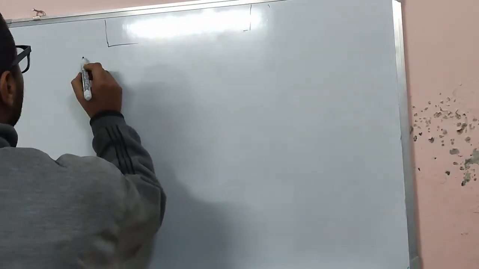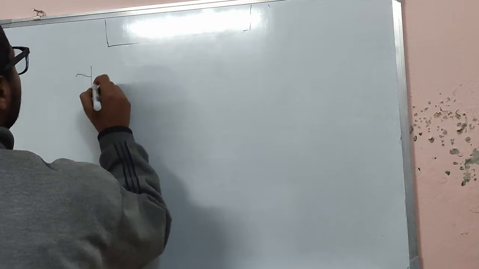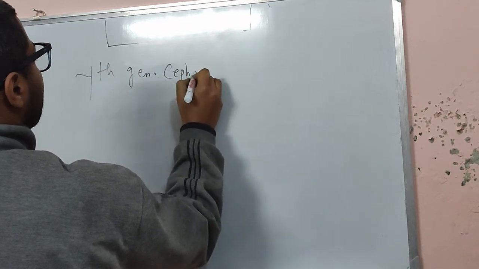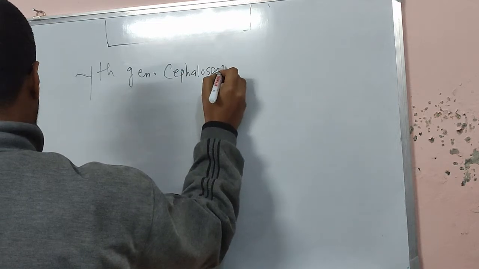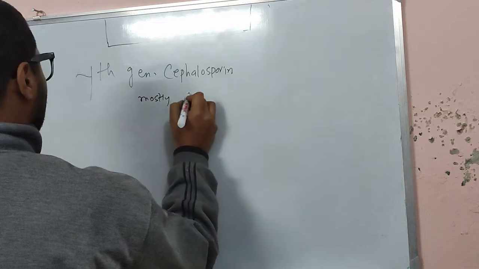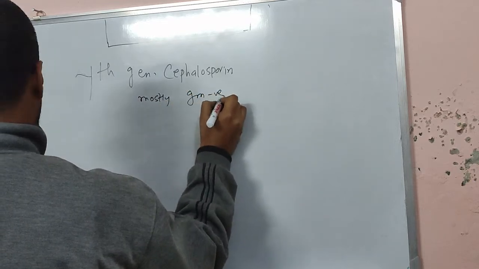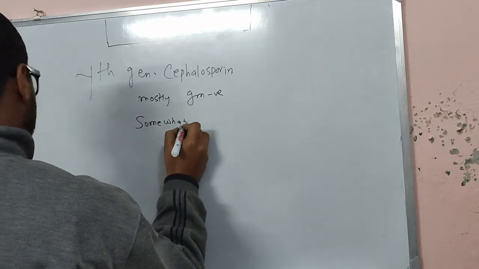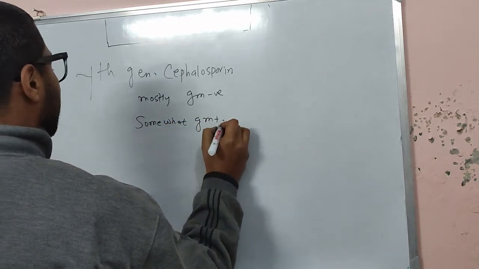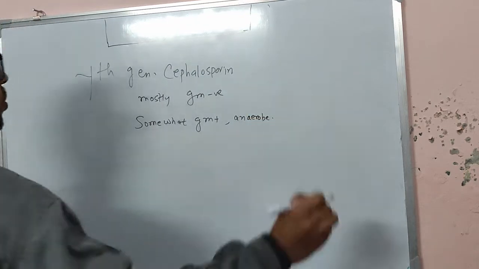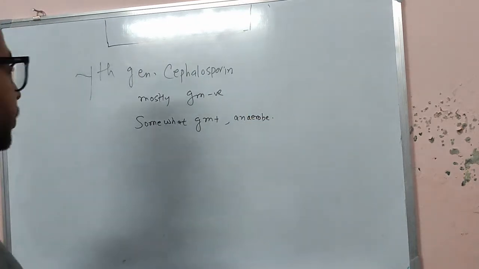The question is: fourth generation cephalosporin is mostly active against gram-negative and somewhat against gram-positive and anaerobes. So is this correct or false?